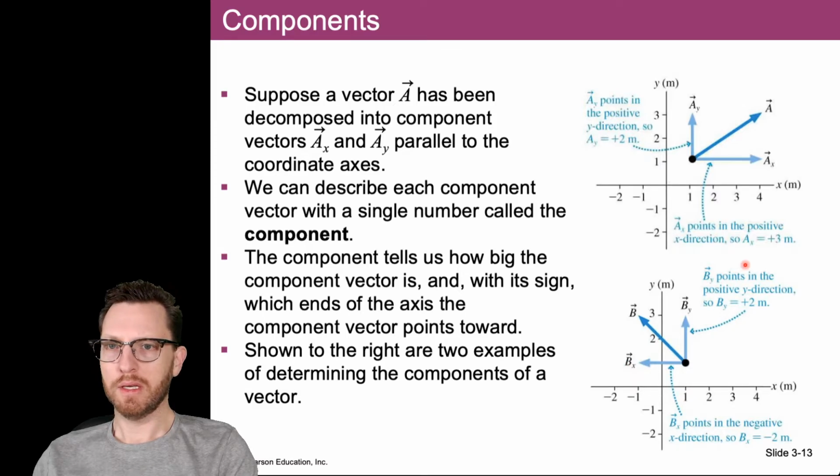Okay. So when I'm writing these vector components in this notation, positive sign means that vector points in the direction of increasing value in my coordinate system. Negative sign means it points in the direction of decreasing values in my coordinate system.